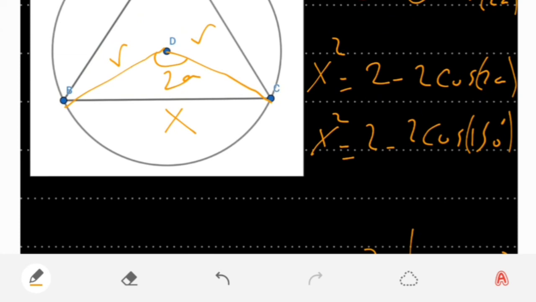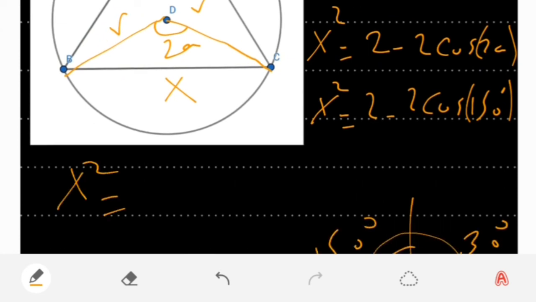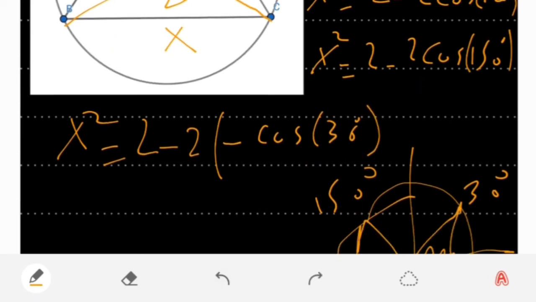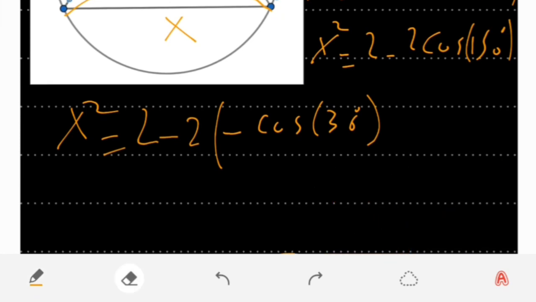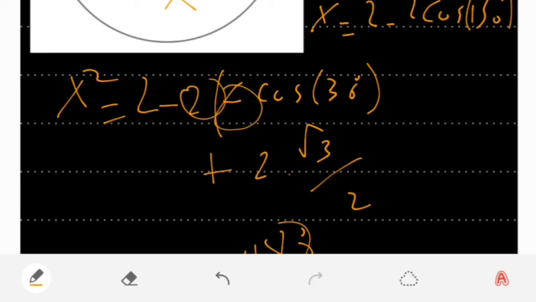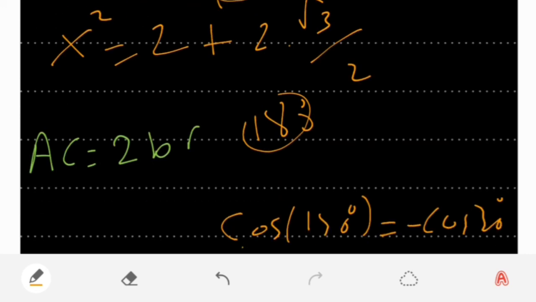So we are going to have that x squared is equal to 2 minus 2 multiplied by minus cosine of 30 degrees, okay? Now, cosine of 30 degrees is square root of 3 divided by 2, right? And minus multiplied by a minus gives plus, multiplied by this 2 over here. So x squared is equal to this, okay?